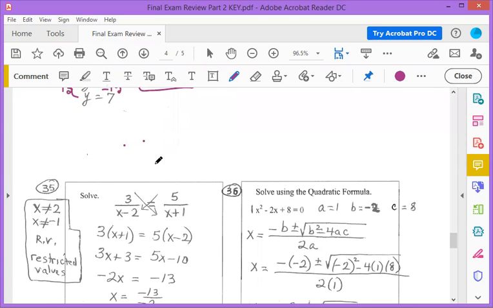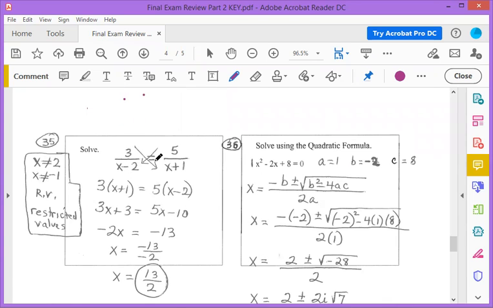All right, number 35, we have 3 over x minus 2 equals 5 over x plus 1. We want to cross multiply when we see these two fractions with an equal sign between them. So 3 times the x plus 1 equals 5 times the x minus 2. We then have to distribute on both sides of the equation. So 3 times x, 3x, plus 3 times 1 gives us 3. 5 times x gives us 5x. 5 times minus 2 gives us negative 10.